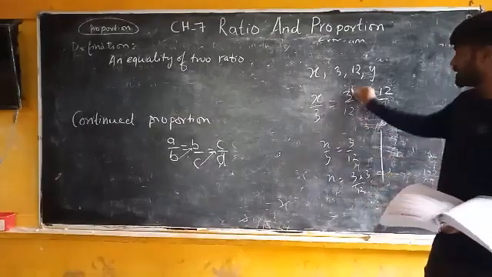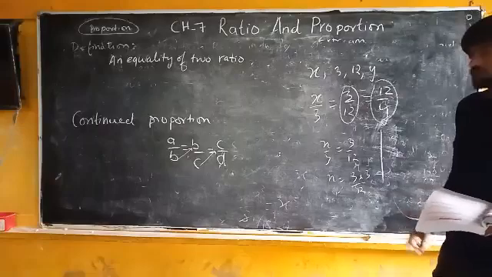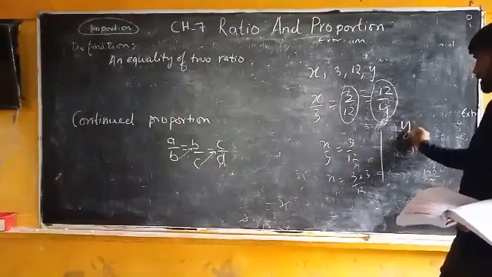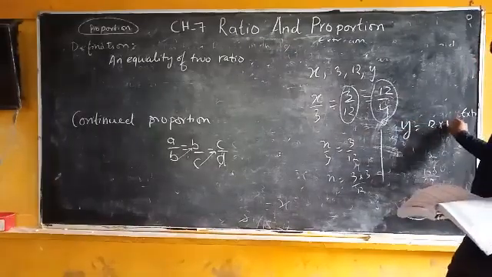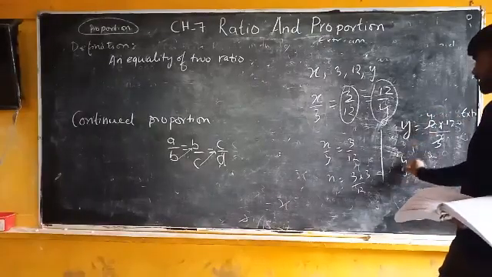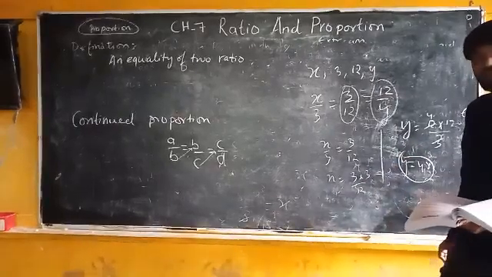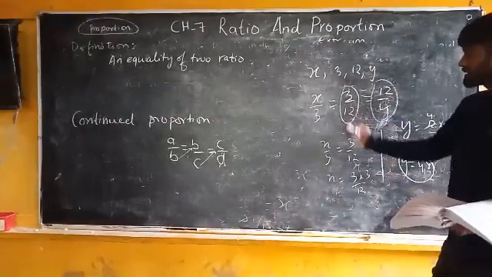How to get the value of y? Take this one and this one. Shift y to that side: y equals 12 into 12, and 3 comes down, and then multiply, 48. y is equal to 48. Is that okay? That's how you will find x and y.